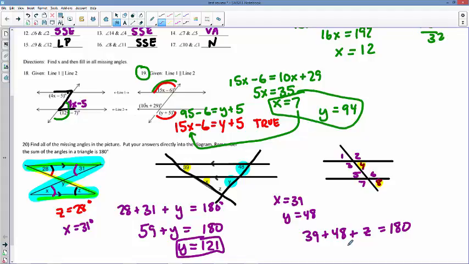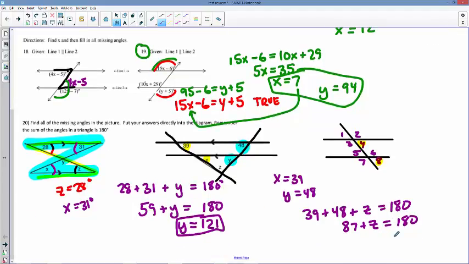Okay, that's 70, 87. Z equals 180. Okay, and we get 93 degrees, or 93, really. Okay, let's go to the proofs. All right.